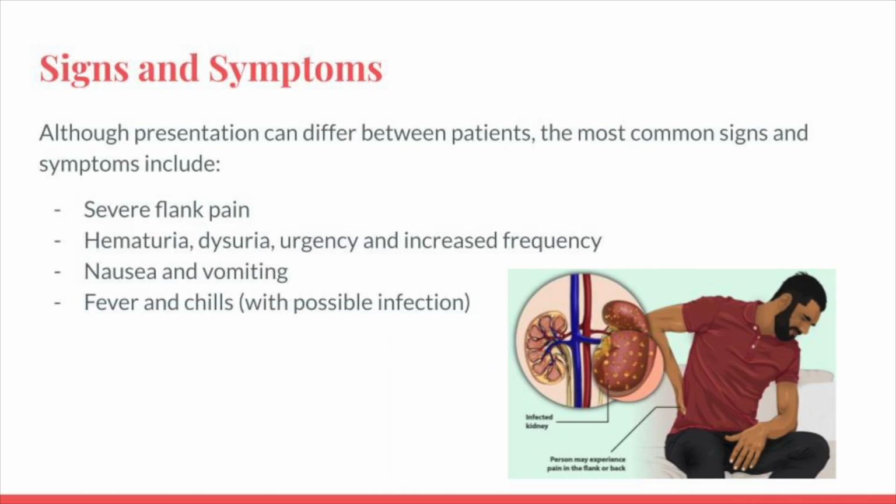Signs and symptoms of kidney stones can differ between patients, but the most common ones that patients report are severe flank pain, which is pain on the side of the back, just below the rib cage and above the waist, hematuria, which is blood in the urine, dysuria, pain upon urination, increased urgency and frequency, nausea, vomiting, and fevers and chills, which is mostly associated with infections due to complications of kidney stones.